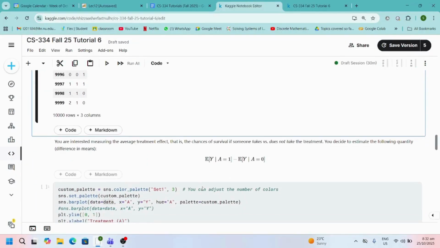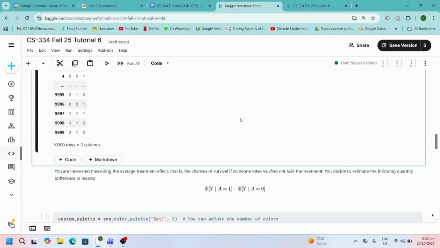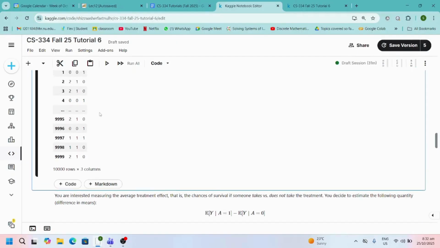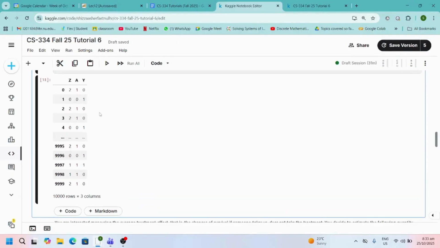So let's see, this is what you are interested in measuring, the average treatment effect, which means the chances of survival if someone takes the treatment versus the chances of survival if someone does not take the treatment. So अभी हम क्या कर रहे हैं? Like I mentioned, we cannot figure out whether the person was dead or alive if they weren't given the treatment, given that they were given the treatment. Let me elaborate on that.